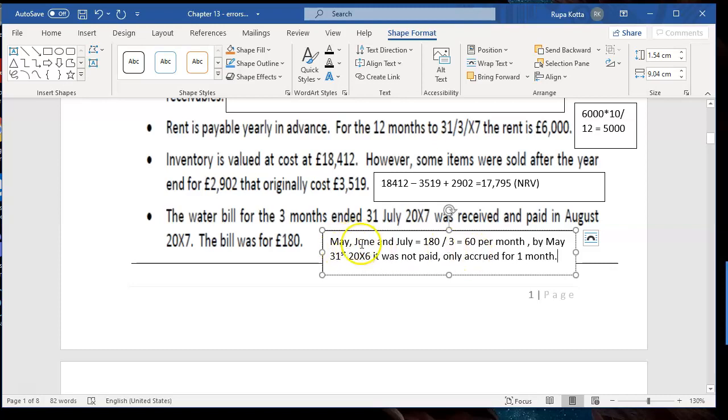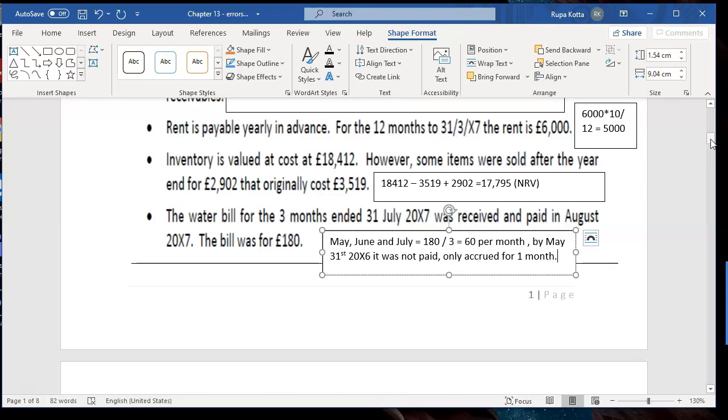So this bill for May, June and July was paid in August 2007, which means in the next financial year. By the time in May when you have ended your business, the bill for the May had not been paid. So only that 1 month amount will become your accrual. So accrual for 1 month, for 3 months if it is 180, so for 1 month it is going to be 60 pounds.